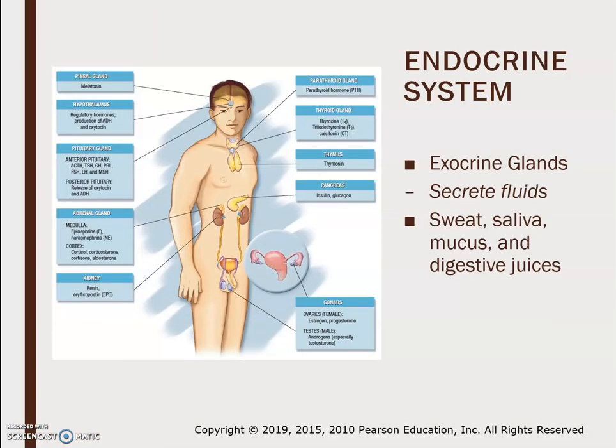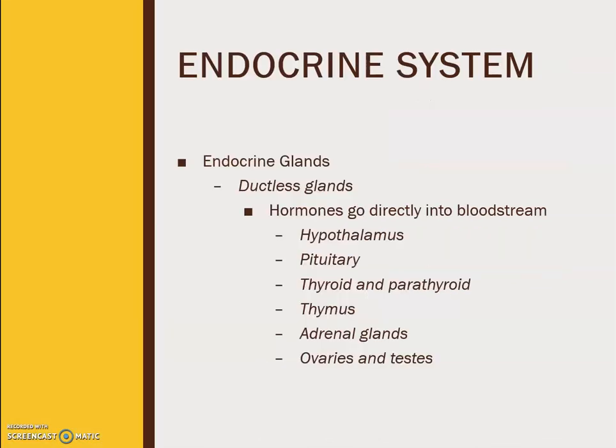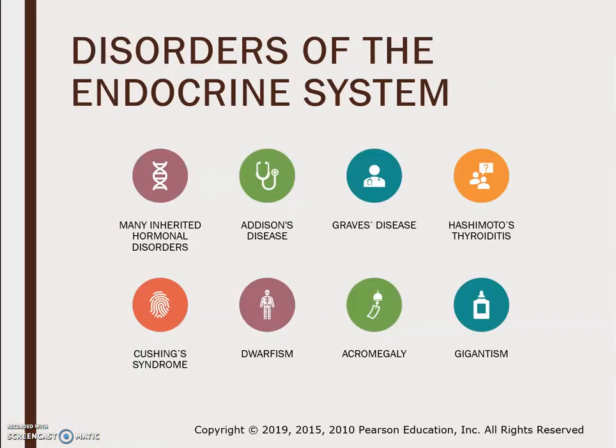The endocrine system. Endocrine glands secrete fluids, sweat, saliva, mucus, and digestive juices. The ductless glands, hormones go directly into the bloodstream, are the hypothalamus, pituitary, thyroid, and parathyroid, thymus, adrenal glands, ovaries, and testes. Disorders of the endocrine system. Many are inherited hormonal disorders: Addison's disease, Graves' disease, Hashimoto's thyroiditis, Cushing's syndrome, dwarfism, acromegaly, and giantism.